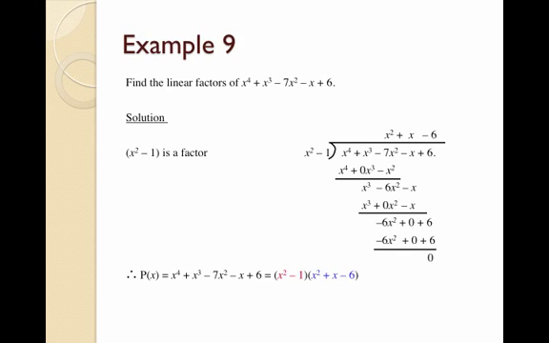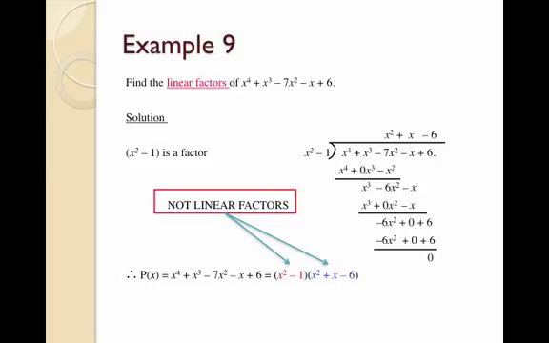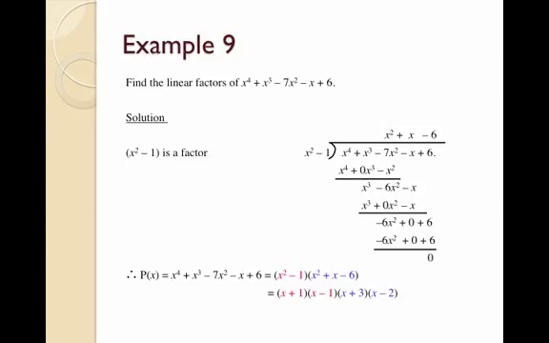So I can write my polynomial p of x as x squared minus 1 times x squared plus x minus 6. But these are not linear factors, so I need to factorize these in order to get my real answer, which is x plus 1 times x minus 1 times x plus 3 times x minus 2.